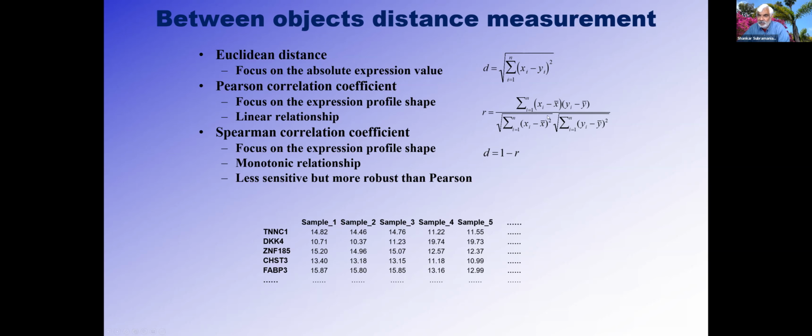I can do a correlation coefficient. It's called the Pearson correlation coefficient. The next lecturer will go into detail. I can do Spearman rank correlation, a different type of correlation. This gets me all linear relationships. This gets me a little bit better than that, less sensitive, but more robust. And I can do this clustering.